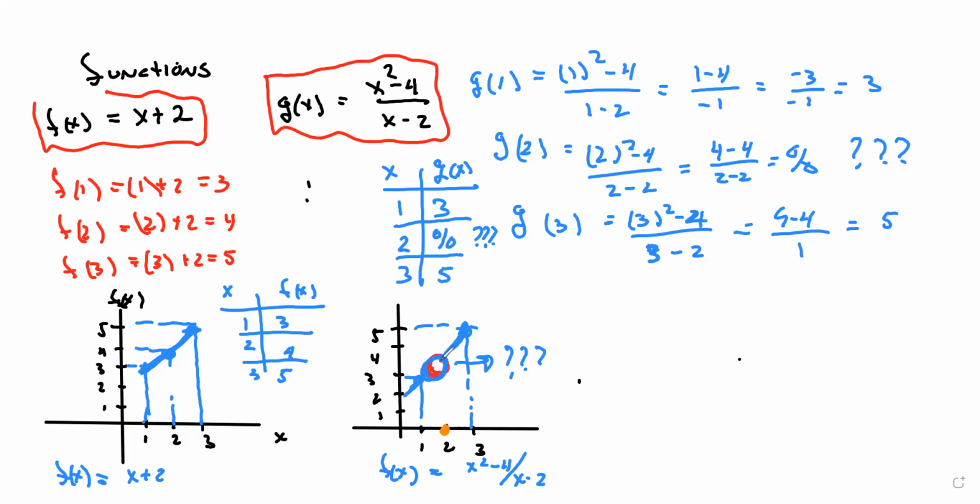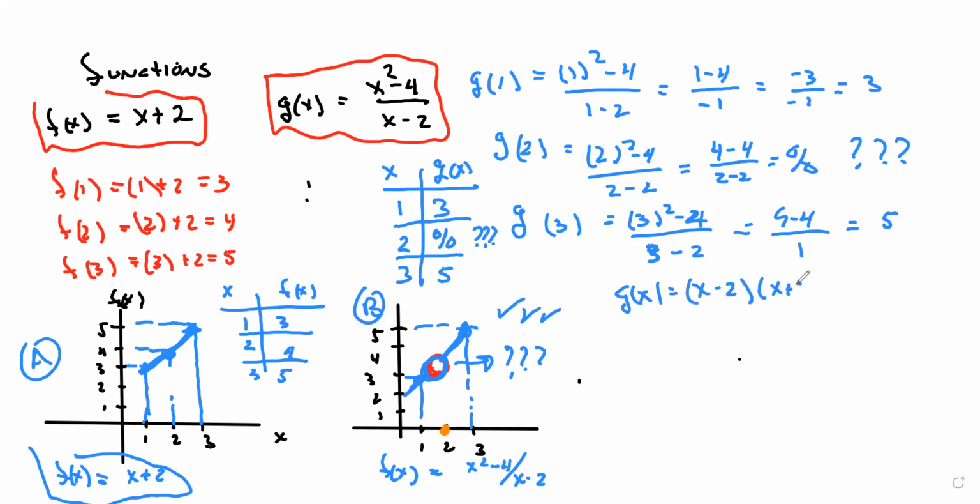So what can we do to make this graph, the second one, look like the first one? This is the first graph right here. This is graph A, and this is graph B. So what can we do to graph B to make it look like graph A? We have to do something. Okay, let's do this. g of x is going to be equal to x minus 2 and x plus 2, divided by x minus 2.